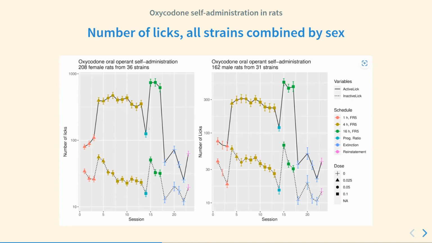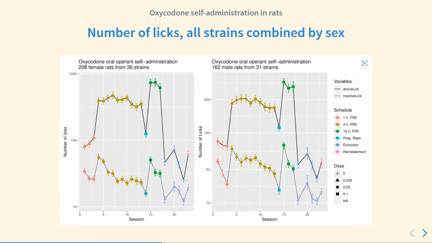So the number of licks goes down. And then we increase the availability time from 4 hours to 16 hours, and you see again a ramp up of activity. And the y-axis actually is on a log scale here. And then during extinction sessions, the number of licks goes down, and then during reinstatement, the number of licks on the active spot goes up again.